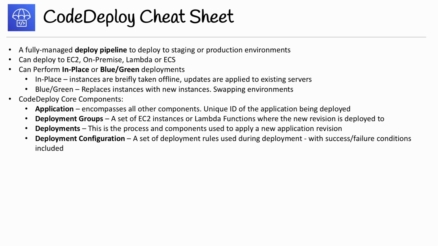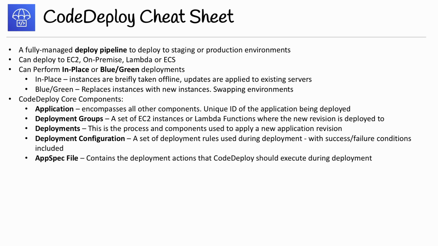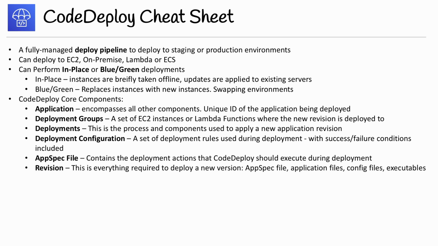We have deployment configuration, a set of deployment rules used during deployment with success and failure conditions included. We have our AppSpec YAML file, which is super important to know, containing the deployment actions that CodeDeploy should execute during the deployment. Then you have revisions. This is everything required to deploy a new version. So that's your AppSpec file, application files, config files, and executables.